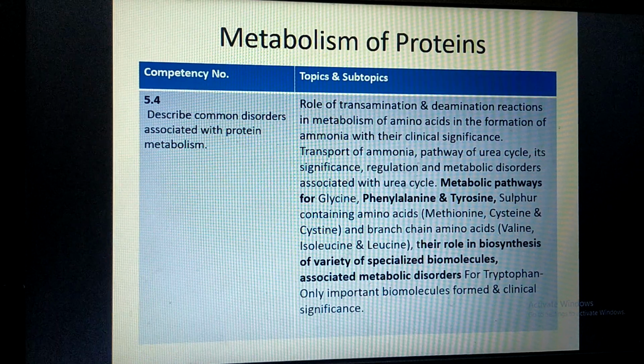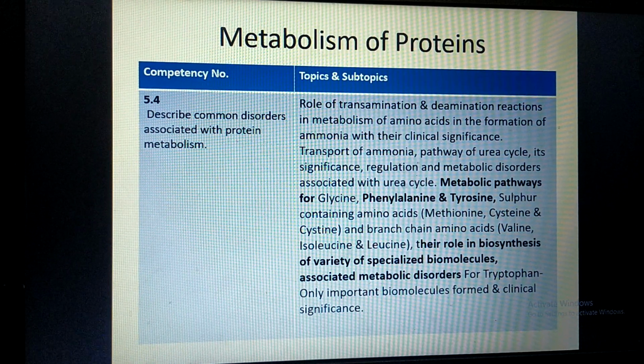Good morning, students. We will continue the topic protein metabolism, competency number 5.4, and today's subtopic is metabolic pathways of phenylalanine and tyrosine, their role in biosynthesis of various specialized biomolecules and associated metabolic disorders.